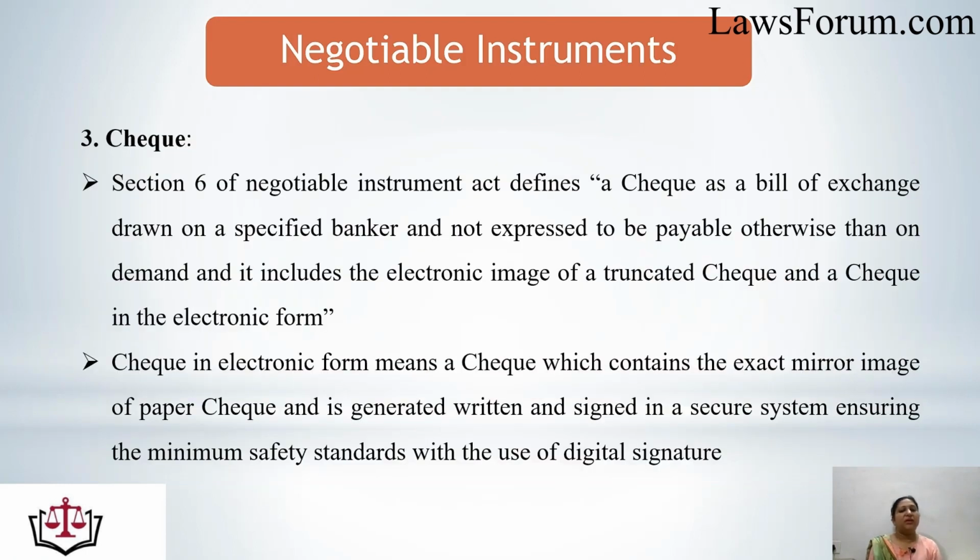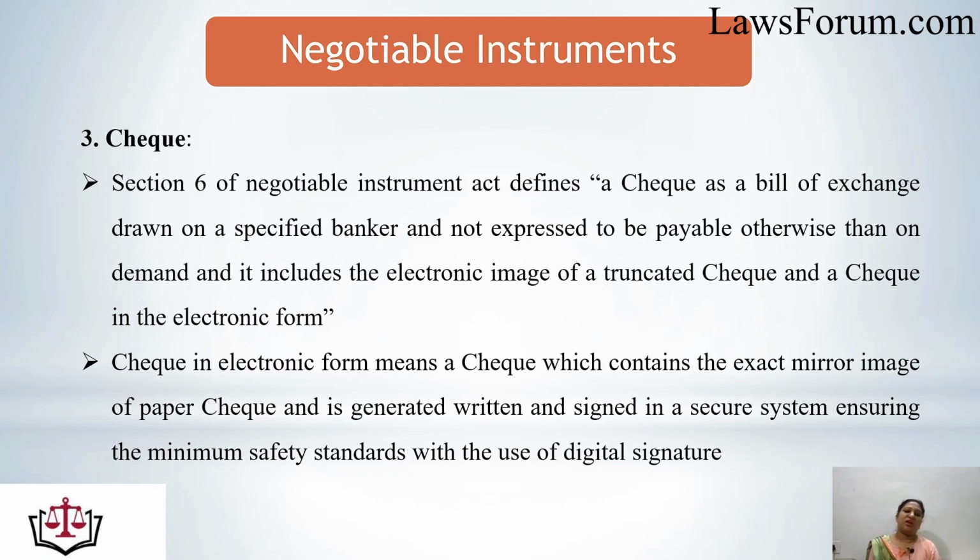Now we come to the third negotiable instrument, that is the check. Section 6 of the Negotiable Instruments Act 1881 defines the meaning of the check. A check is a bill of exchange drawn on a specified banker and not expressed to be payable otherwise than on demand, and it includes the electronic image of a truncated check and a check in the electronic form. So it is a little different from the bill of exchange. Here, it basically involves an electronic image of a truncated check and a check in electronic form.